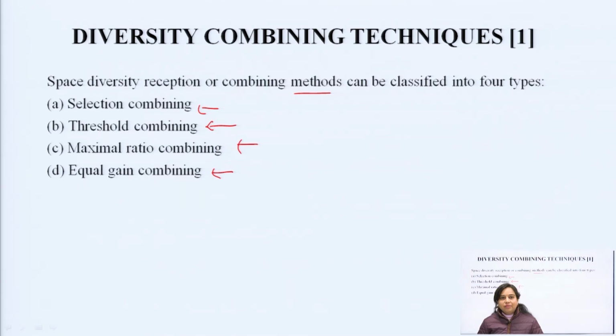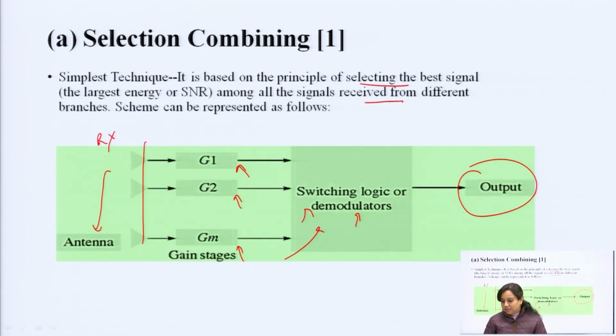Then we have seen different combining techniques: selection combining, where the combining depends on a preset threshold value at the receiver side, then maximal ratio combining, and then equal gain combining. In case of selection combining, let us say different antennas are combined together, having different gain values like G1 to Gm. These are the different gain stages. Then there is a switching logic or demodulators, which will combine the different values, and the output is received at this point. That is the selection combining technique.